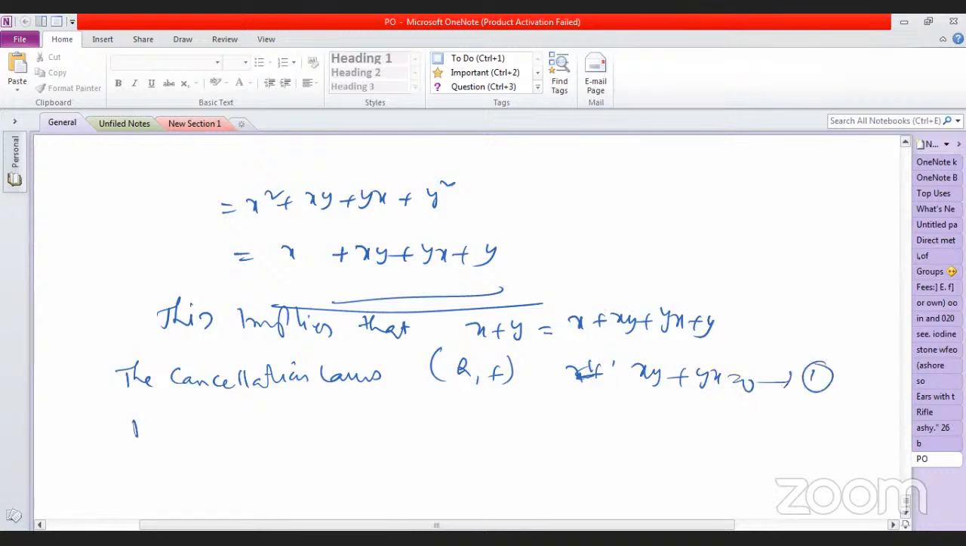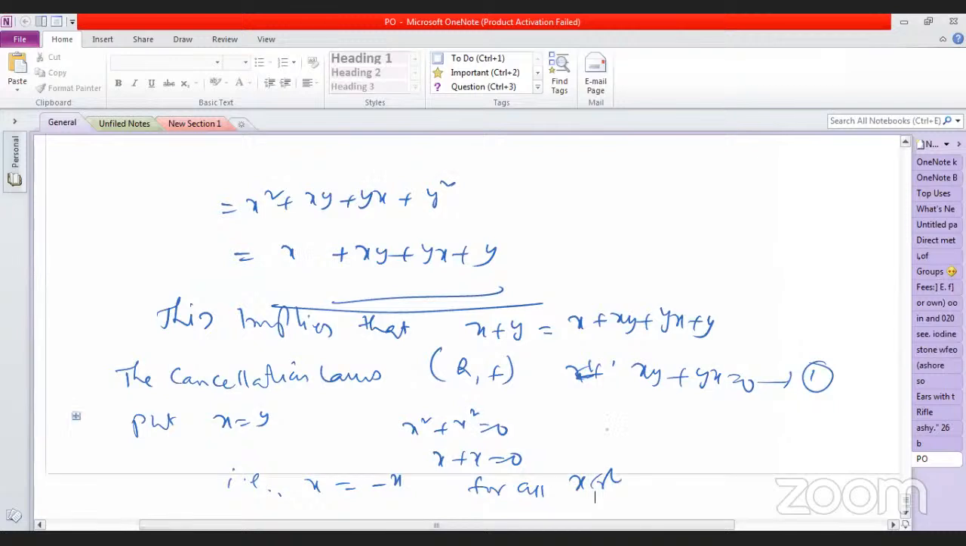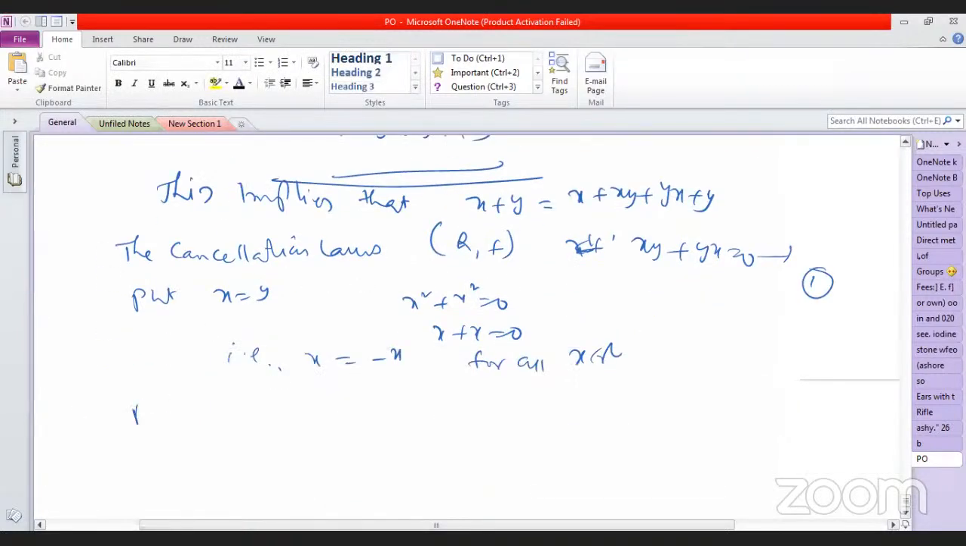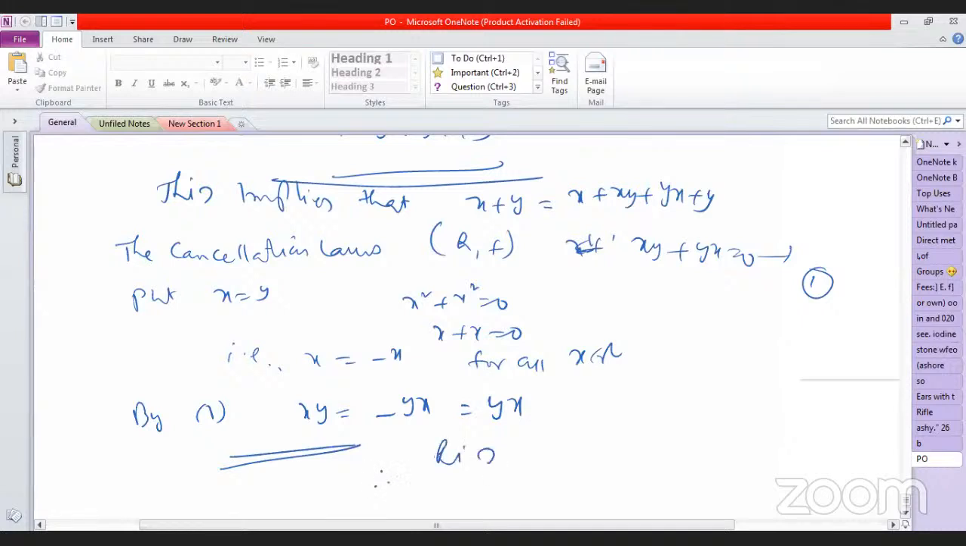Now put x is equal to y. Then x square plus x square is equal to 0, so x plus x is equal to 0. That means x is equal to minus x for all x belongs to R. Therefore, by the first condition, xy is equal to minus yx, which is equal to yx. So xy is equal to yx. Therefore R is commutative.